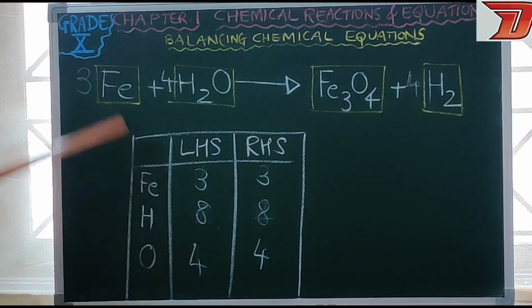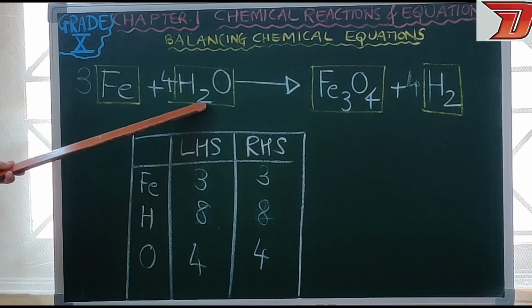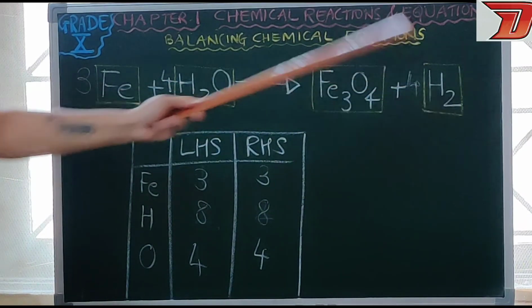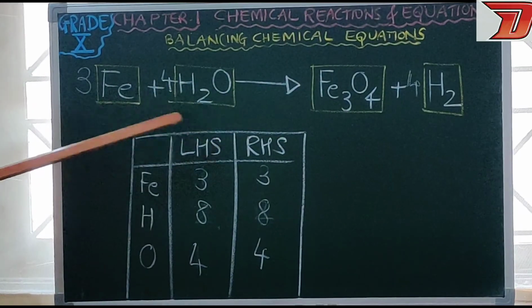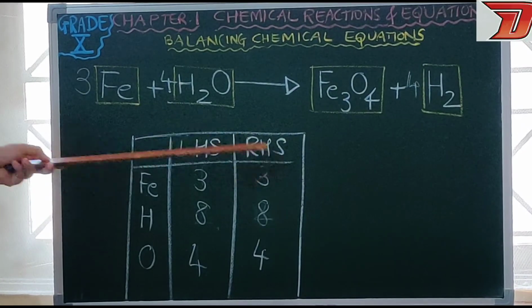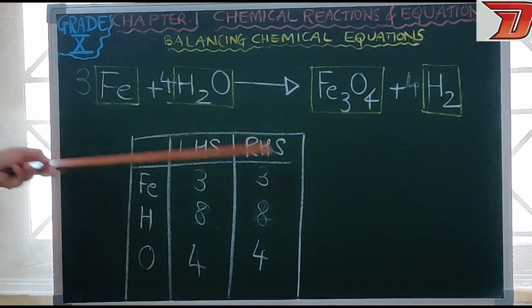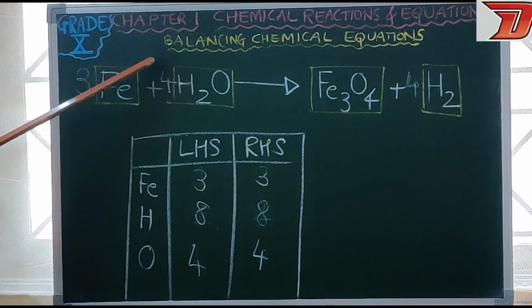Now, have a look at this again. 3Fe, 3Fe. 4 2s are 8 hydrogen. 4 2s are 8 hydrogen. 4 oxygen, 4 oxygen. So here now this is called the balanced equation. Now here when I did some balancing, you could see that I have followed some trial and error method. So this is the balancing of chemical equations by using the trial and error method.